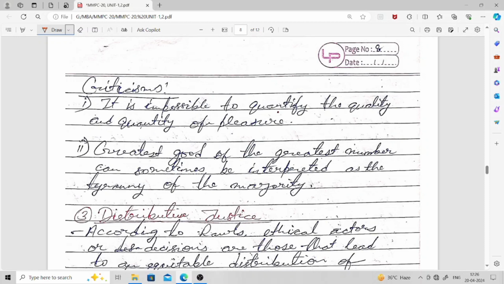The second criticism is that the greatest good of the greatest number can sometimes be interpreted as the tyranny of the majority. It can be treated as the tyranny of the majority, because there are interests of the minority too, those who are fewer in number. So what about them? The decisions taken will impact them in a negative way. That's why you can think of this as a tyranny of the majority. That is the second criticism of utilitarianism.